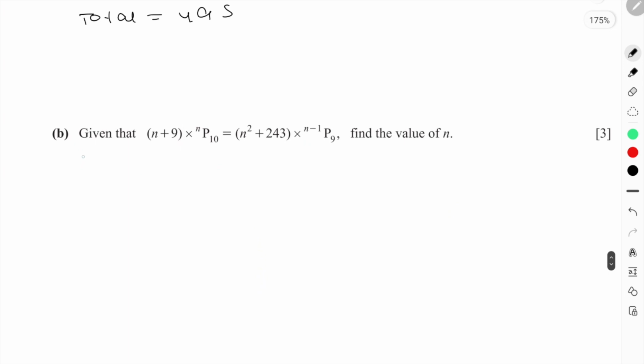it's given that n plus 9 into nP10 equals this. So we have to find the value of n. So let's try to simplify this. So we know that nP10 is basically n factorial divided by n minus 10 factorial. And then let's do the same for this.